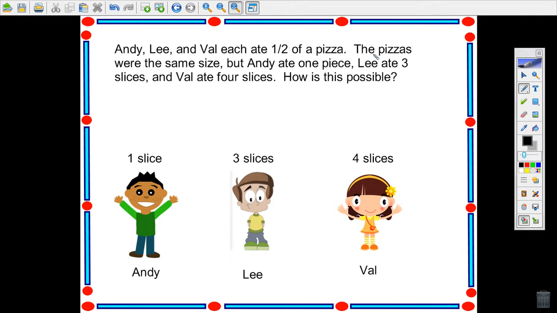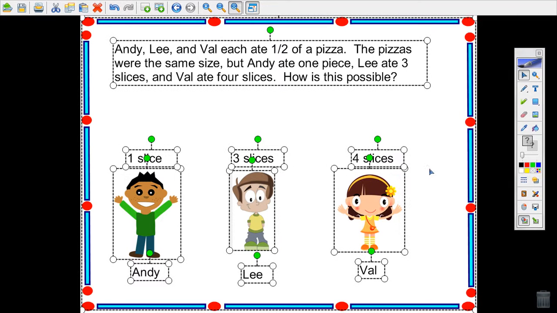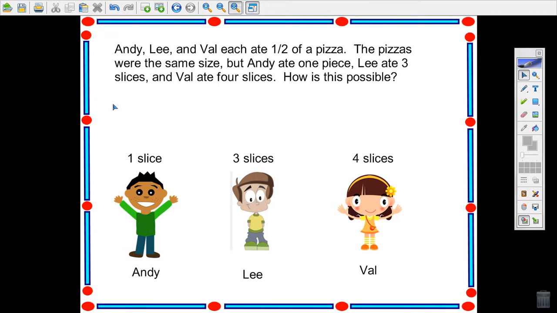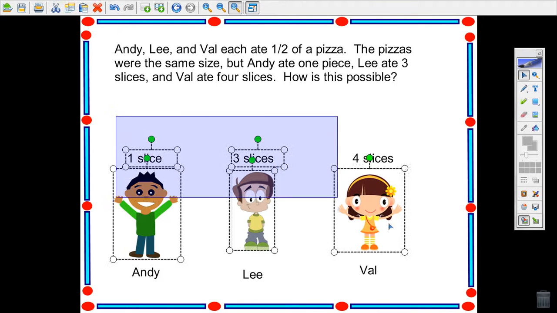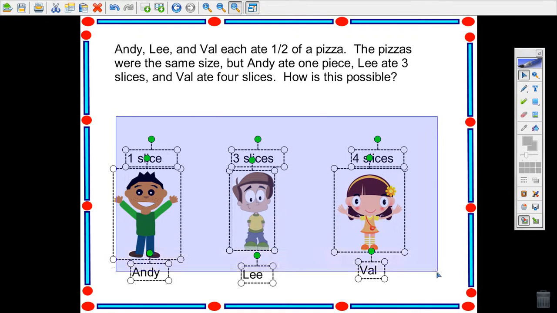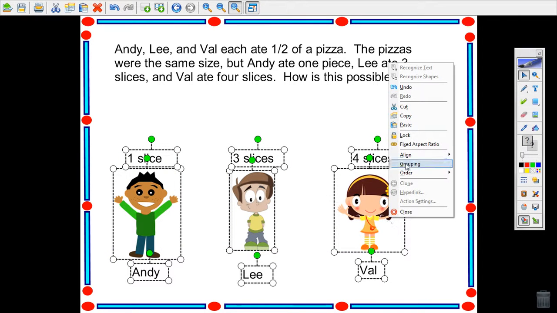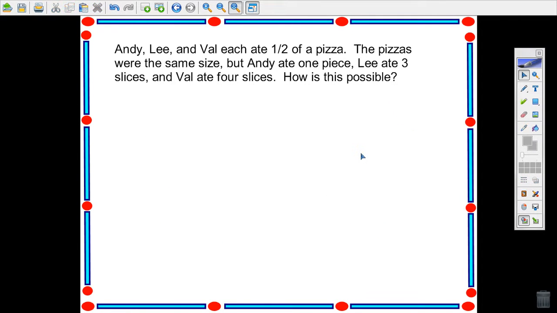And just to review, let's go back to that question we had earlier. Andy, Lee, and Val each ate half of a pizza. The pizzas were the same size, but Andy ate 1 piece. Lee ate 3, and Val ate 4. How is this possible, guys? Well, it's possible because they're all equivalent fractions of a half.